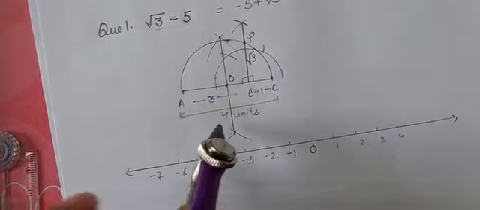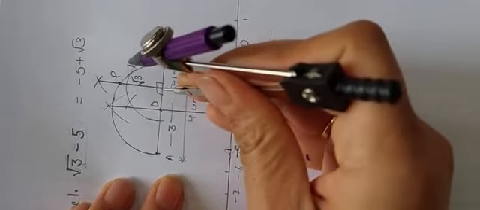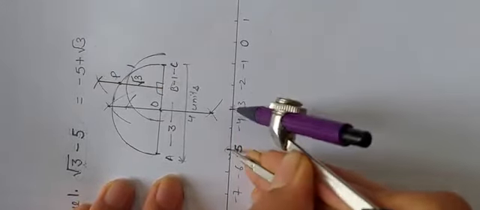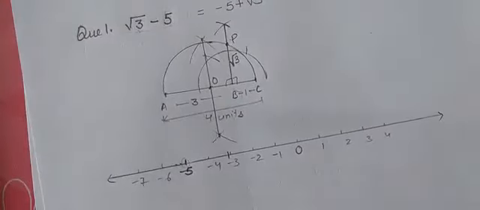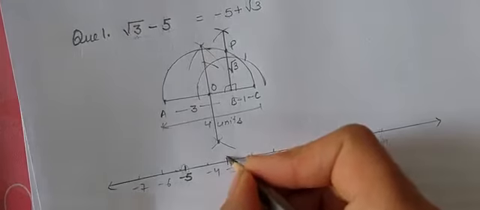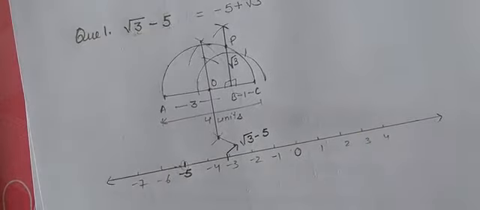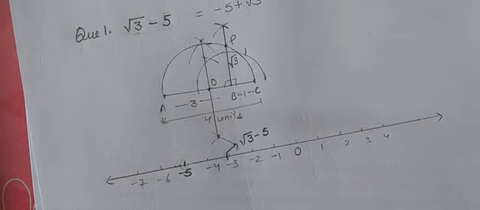So I just have to go from minus 5. Sorry, wait, let me measure it again. So this is my minus 5 from here. This is root 3. Okay, so this is the required number. And which number is this? This number is actually equal to root 3 minus 5, or minus 5 plus root 3. So this is how you have to locate the irrationals on the number line.